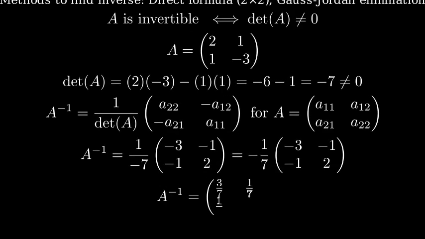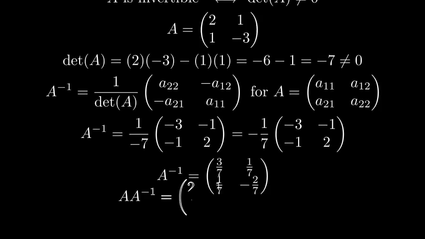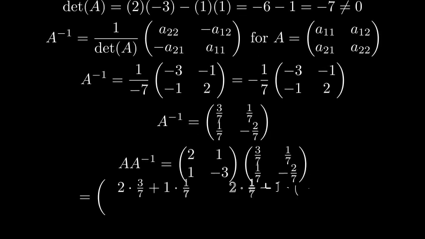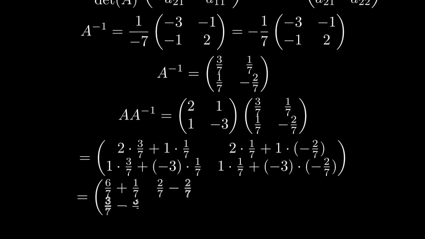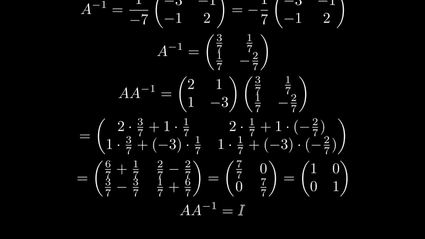To verify that this is indeed the inverse, let's multiply A times A inverse. When we multiply these matrices, we should get the identity matrix. Indeed, A times A inverse equals (1, 0; 0, 1), which is the identity matrix I. This confirms that we've correctly found the inverse of A.